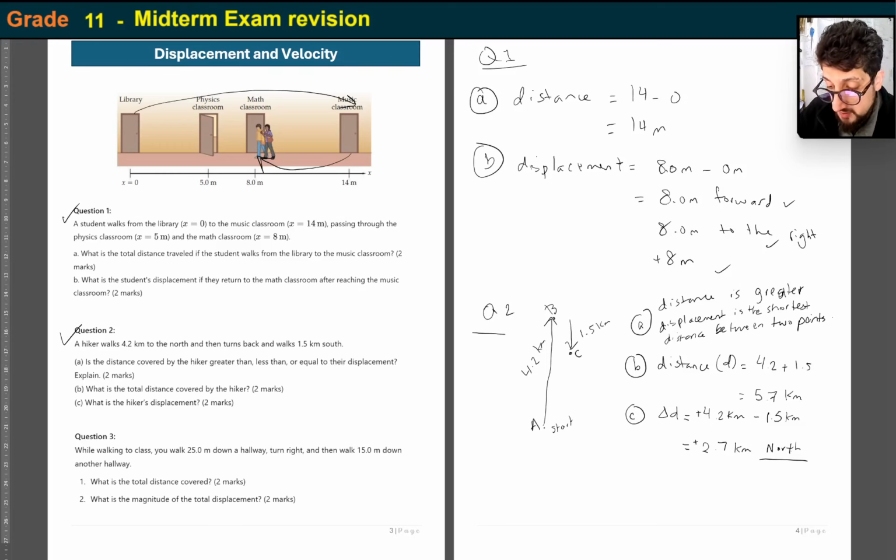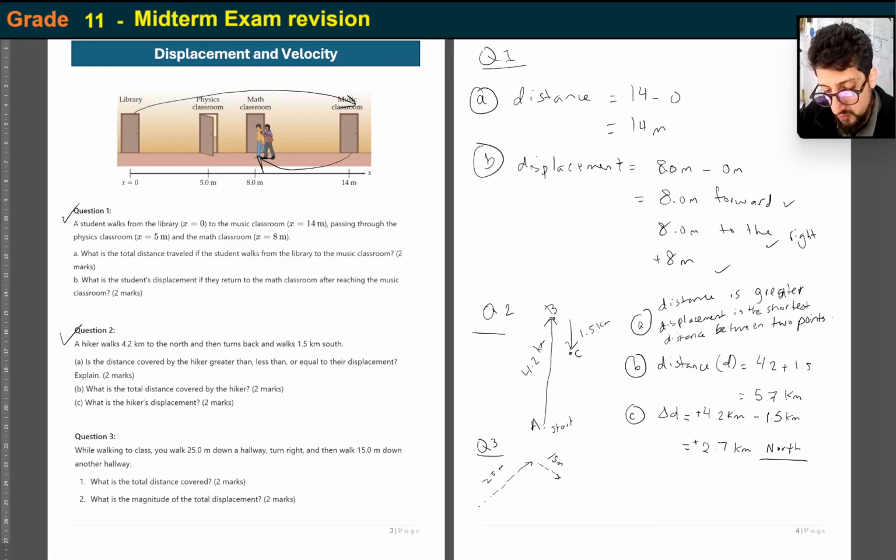Let's look at question 3 now. Question 3 says, while walking to class, you walk 25 meters down the hallway and then turn right, and then walk 15 meters down another hallway. What is the total distance covered? So what happened was you walk 25 meters down a hallway, and down here doesn't mean actually down, it just means you're walking through a hallway. Then you turn right and you walk a further 15 meters. So 15 meters this way and 25 meters this way.